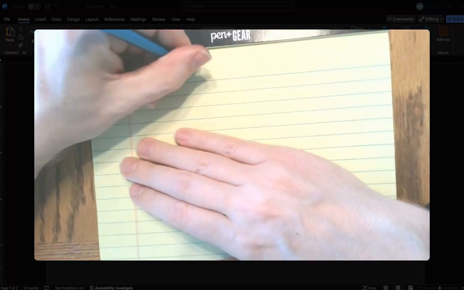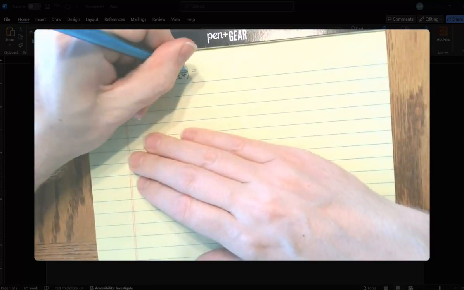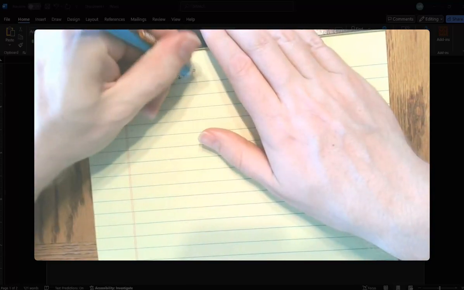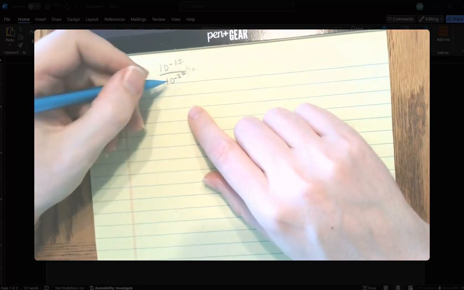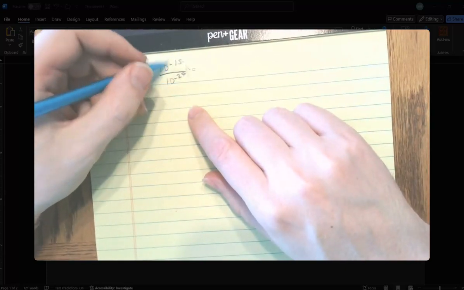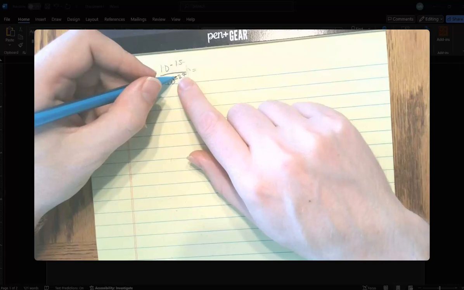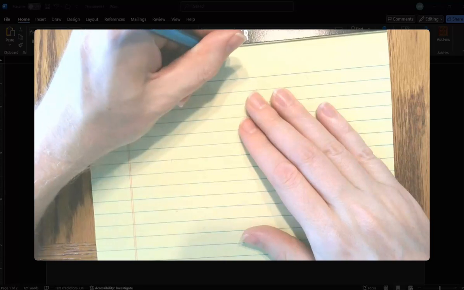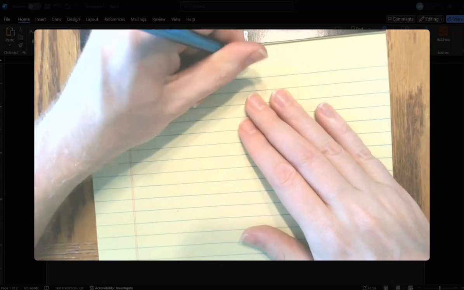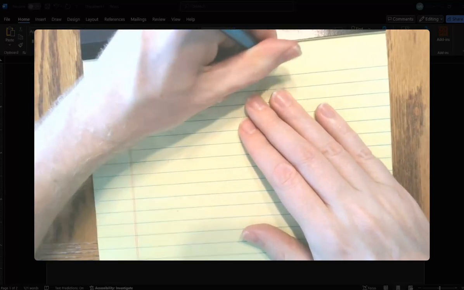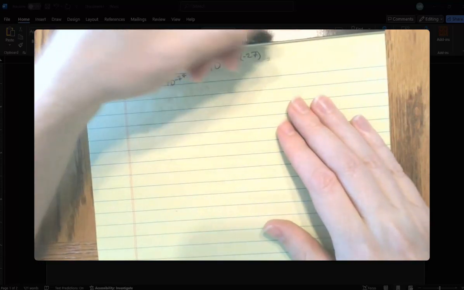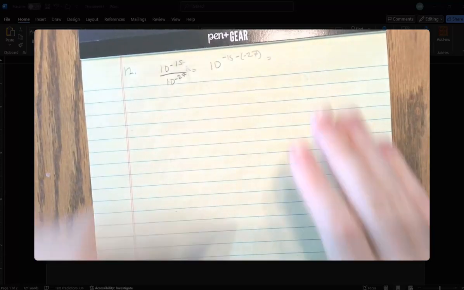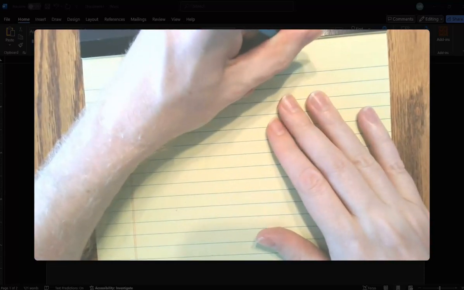So when we do that, we can move this one up to the top. If you have two things that are exponents with the same base and you're dividing them, you can subtract the exponent in the bottom from the exponent in the top. So you have 10 to the negative 15th minus negative 27, which is negative 15 minus a negative 27. Again, when you subtract the negative, it turns into plus 27. So that's going to get you 10 to the 12th.